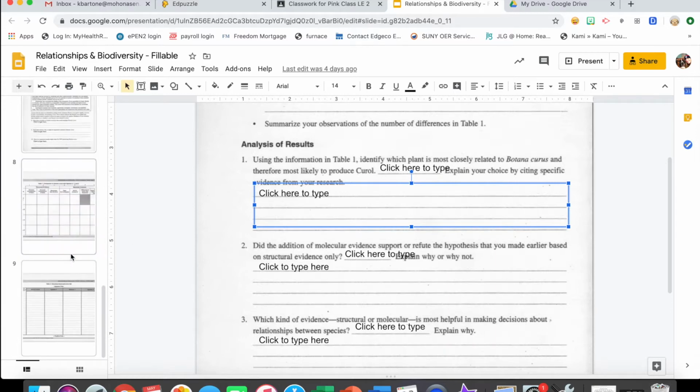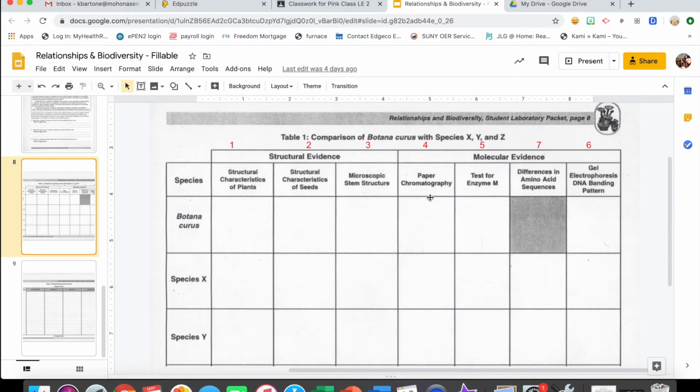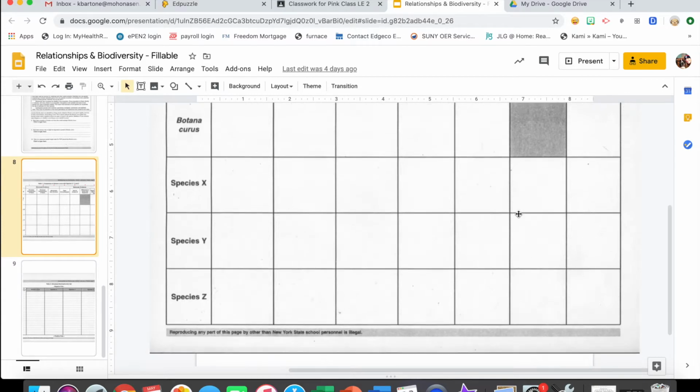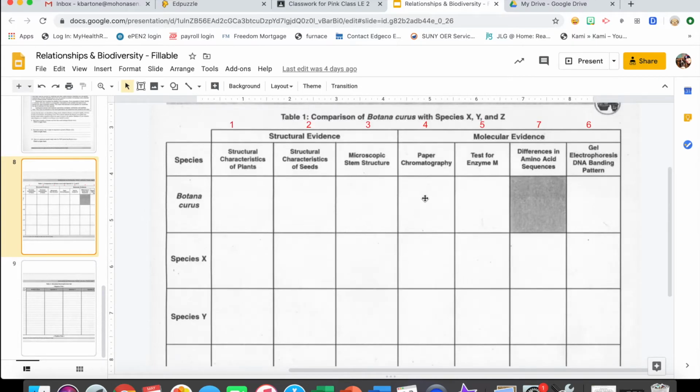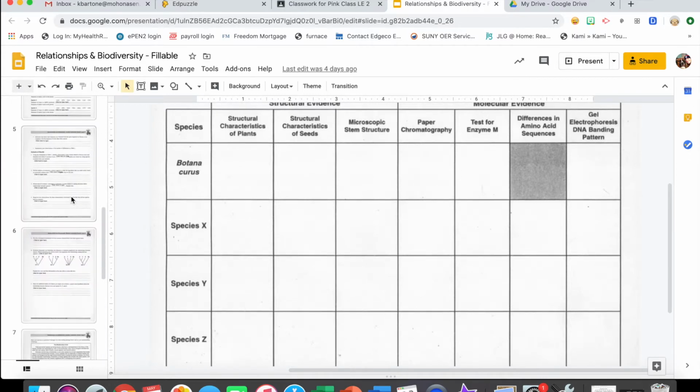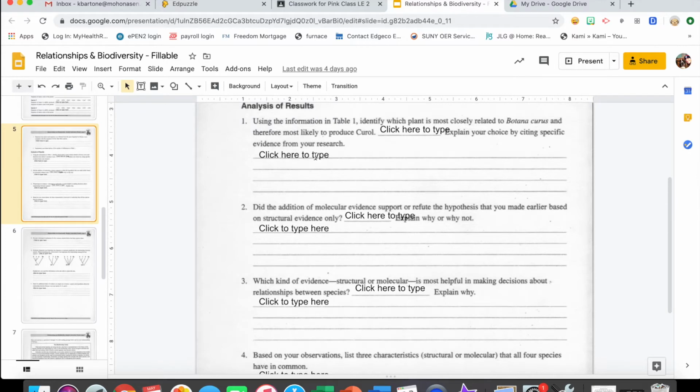So go to your data chart on page 8 and say, well, in test number 1, we noticed that both Botanicurus and species, whichever, have whatever characteristic that you noted in tests 1, 2, and 3. Or you might say, well, when we tested for enzyme M, both Botanicurus and species Z, if that happens to be the one you picked, they both are positive for a test for enzyme M. Or maybe a different one, maybe the gel electrophoresis banding pattern for Botanicurus and X is the same. Maybe it's not, I don't know. But you have to decide, and you're going to put that for your evidence here for question number 1.